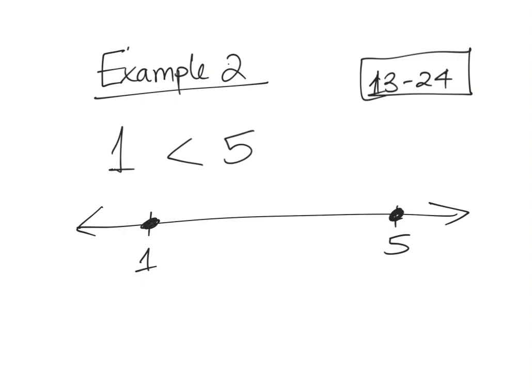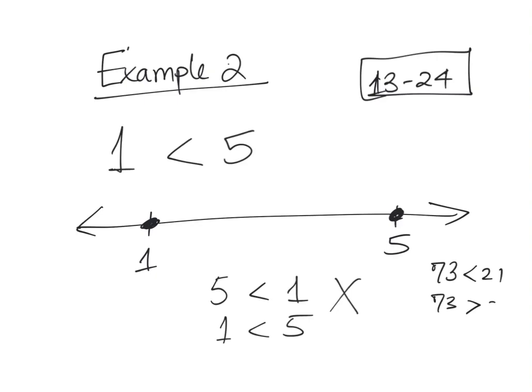So in the second set of exercises, you create a number line and then you put the values for what they're looking for on the number line and illustrate it to be true. Of course, 5 is not less than 1. That is not true. 1 is less than 5. That's an example that you can use. They give you a series of problems like number 24, where they ask 73 is less than 21 or 73 is greater than 21. And of course, we know that 73 is greater than 21. We can illustrate that on a number line.